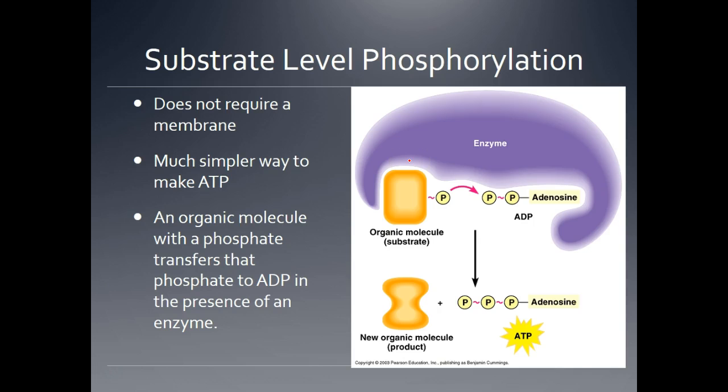Substrate level phosphorylation, I'm not really going to go through. We talked about it in chapter 8, but just as a repeat, the slides are here. You can pause it, look at it. Remember, substrate level phosphorylation is when an enzyme takes a phosphate from an organic molecule, gives it to ADP, and produces ATP. This can happen in the cytoplasm or anywhere within the matrix or stroma.